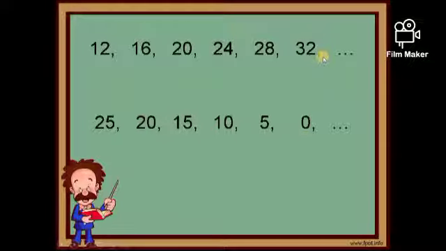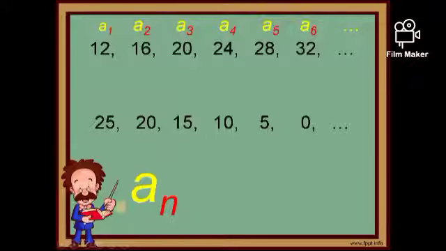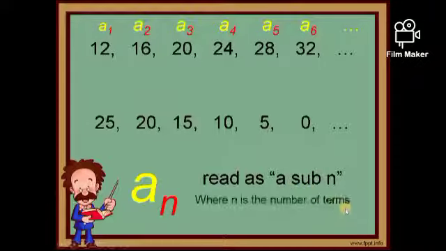Now let's label all terms of the sequence. The first term can be denoted as a sub 1, second term a sub 2, a sub 3, a sub 4, and so on and so forth. In general, a sub n, where n is the number of terms. So if we see a sub 6, meaning this 32 is the sixth term of the sequence. A sub 5, meaning 28, is the fifth term of the sequence, and so on and so forth.